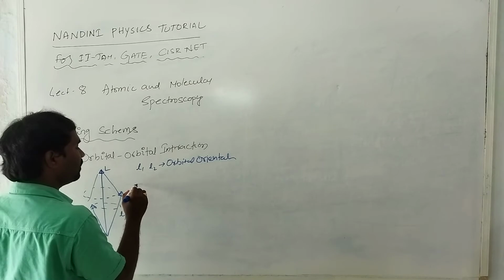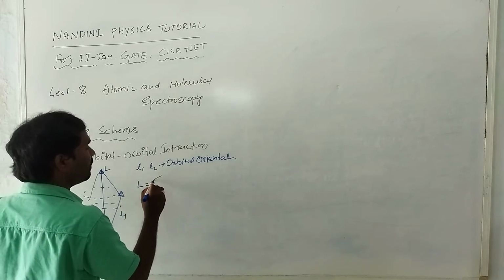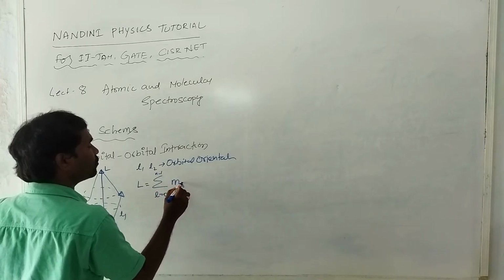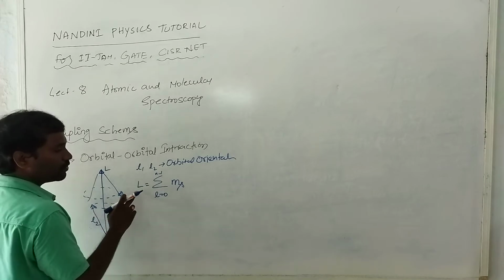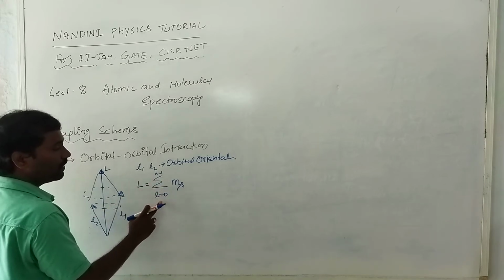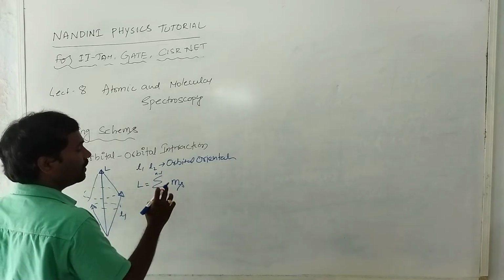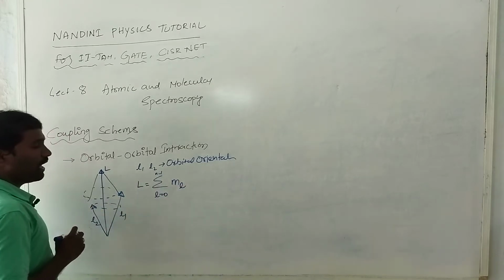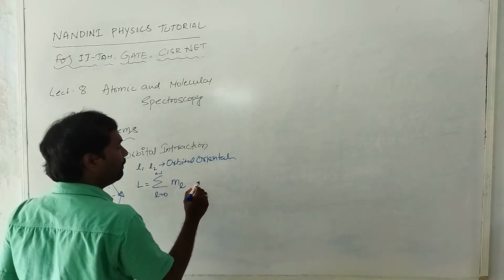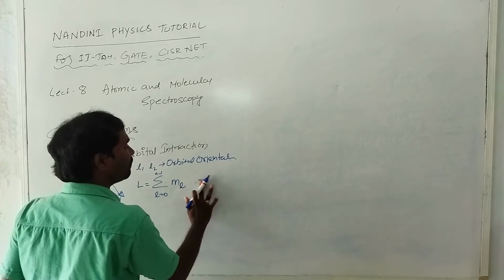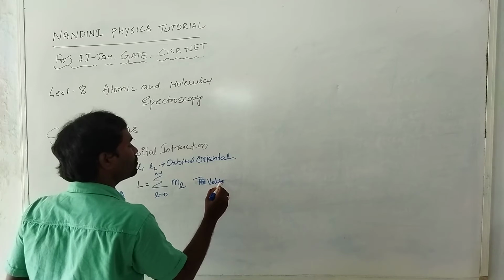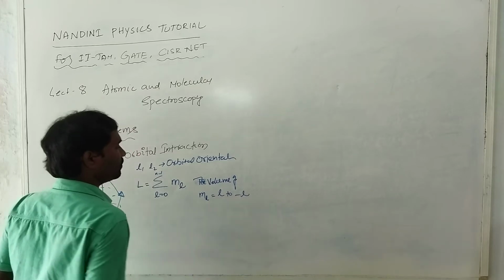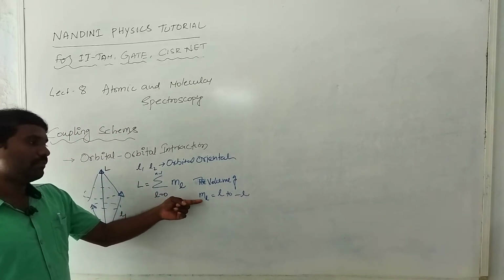Generally here the total angular momentum L is the sum of l from 0 to n minus 1 of m_l. So this is called the total angular momentum formula. The values of m_l are plus l to minus l. So these are the values of m_l.